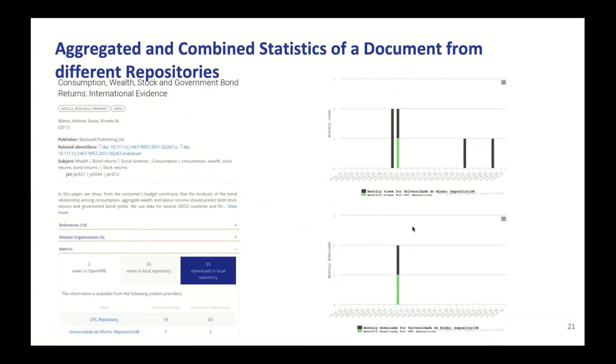This is another snapshot from the dashboard, where you can see for a particular item the views and downloads that have been tracked in two different repositories. For this particular item, we have a number of views for a UTL repository and the number of views for the University of Minho, and we also provide the number of downloads in the two different repositories, UTL and UMinho. And this slide refers to the functionality that we have discussed about the deduplication of information.